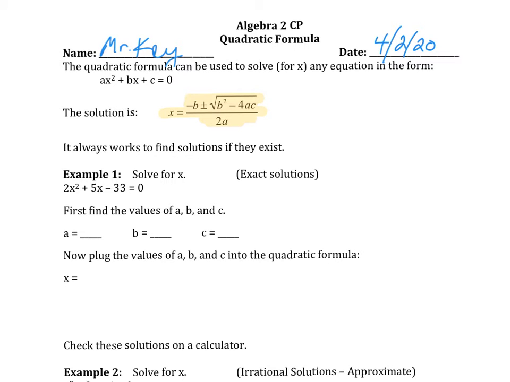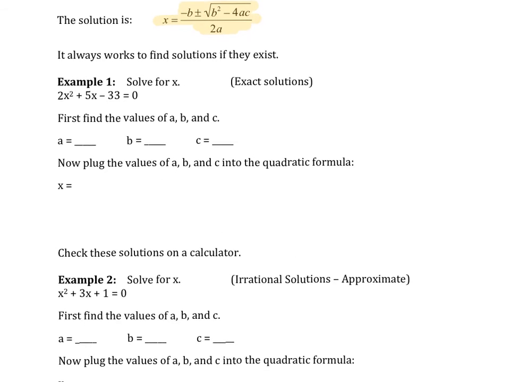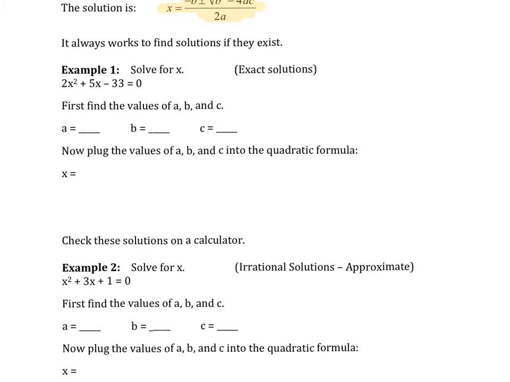Let's jump into it. So example 1. Example 1 says solve for x. 2x squared plus 5x minus 33 equals 0. Now, if this wasn't a notes packet or notes on the quadratic formula, you might think of other ways to solve for x. We might think, I wonder if I could factor that. I wonder if I can factor that, what we did last time when a is not equal to 1.